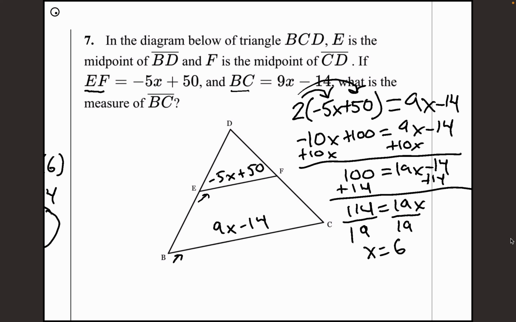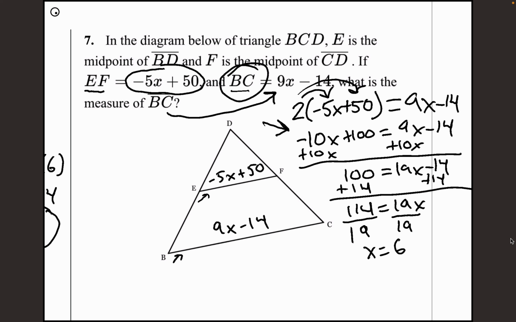Now, here's where you have to be careful. What does it tell me to find? BC. So I've got to just make sure I plug it into the 9x minus 14. Now, if it said to find the midsegment, you have to make sure you plug it into the original equation. You cannot plug it into this one that we multiplied times 2. Does that make sense? Yes. Because your answer will be double. You need to plug it into the original equation. But this time, we don't have to worry about it.